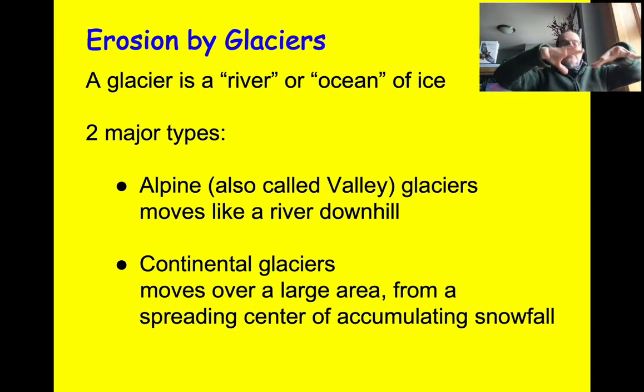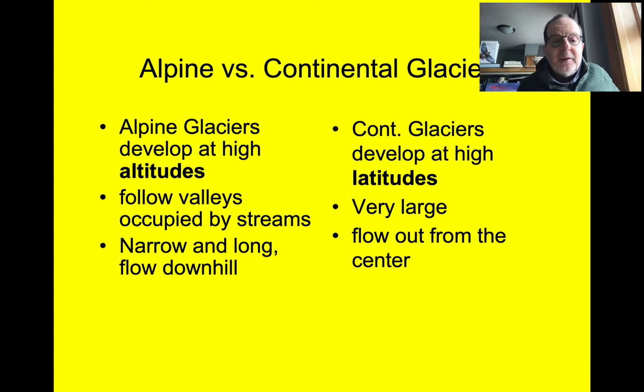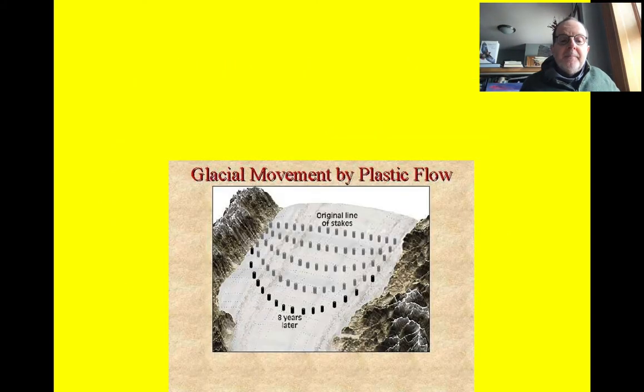accumulating snow, which then becomes so heavy, there's so much pressure pushing down that it spreads out in all directions from a center. Alpine glaciers develop then at high altitude. They follow valleys occupied by streams. They're narrow and long, and they flow downhill. Continental glaciers develop at high latitudes. They're very large, and they flow out from the center in all directions. Glacial movement is by plastic flow.